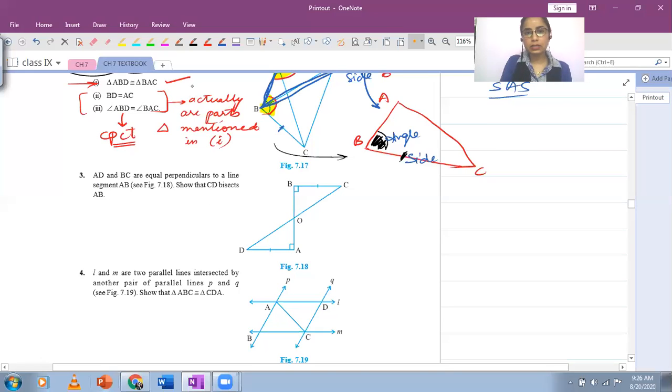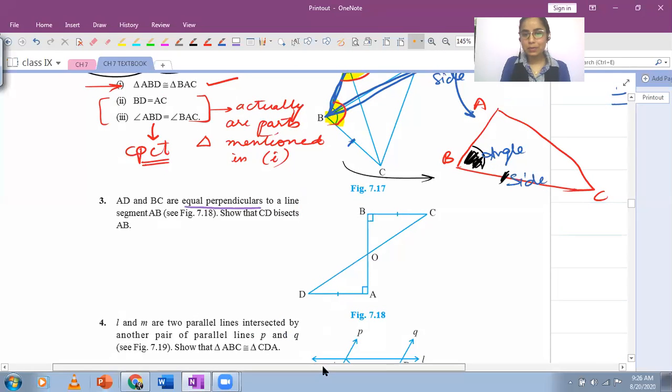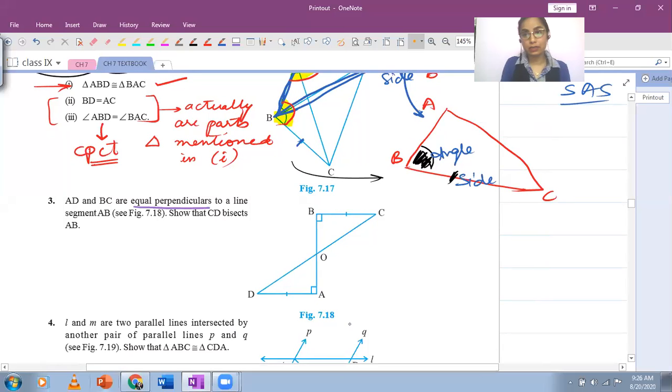You have been given that there are two perpendiculars drawn to a line segment AB, and those perpendiculars are equal. So again, you could be given this question without the figure. You could be given this statement without actually being given the figure. Then you would need to draw the diagram on your own. So I would be starting with AB as a line segment like this. There is a line segment AB, and AD and BC are perpendiculars to this. AD obviously would be at A, BC obviously at B.